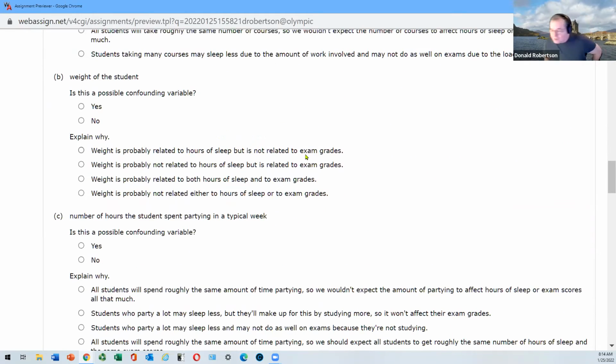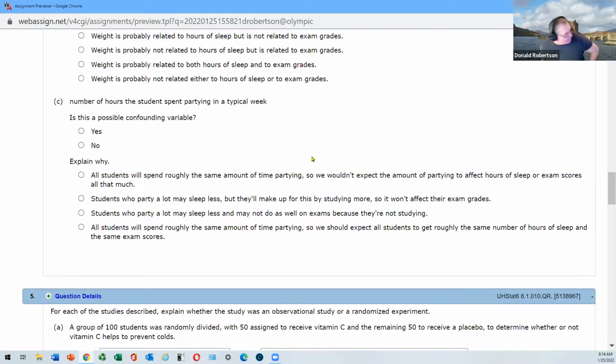And here's a stupid one. Could the confounding variable be the weight of the student? I don't think that. I mean, maybe people who are overweight sleep more or less than the others, but I can't see that being a major issue. The third one was the number of hours the student spent partying in a typical week.